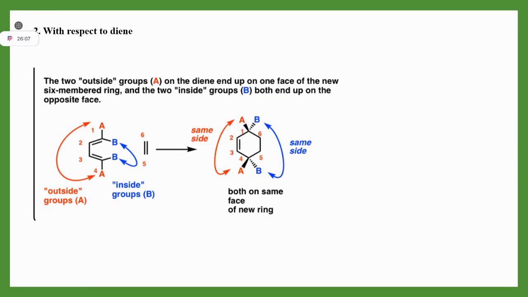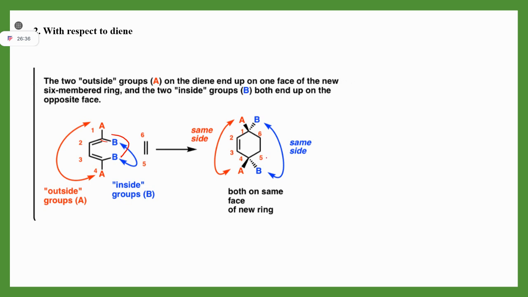Next point is with respect to diene. Since these A groups are on opposite sides, they are outside-facing groups. One is going above and another one is going down, outside facing. And these B groups are inside your pi framework. Yes or no?